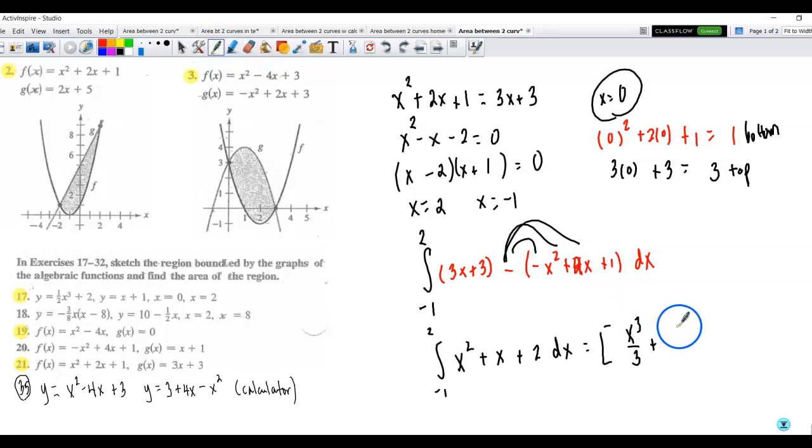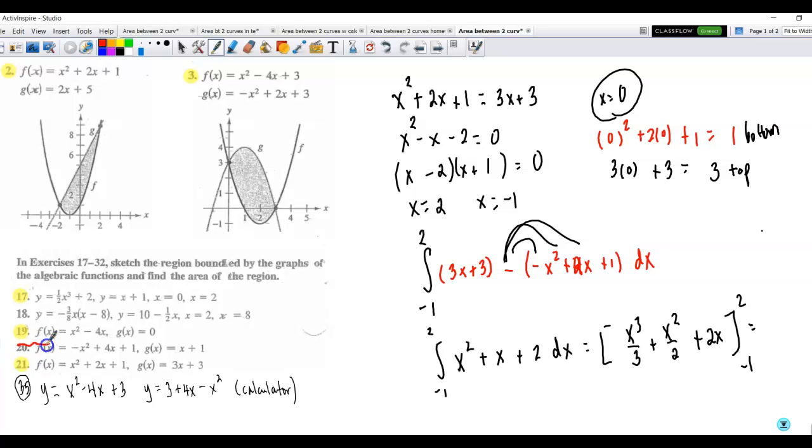Plus x squared over 2 plus 2x evaluated from negative 1 to 2. And when you do that evaluation, let me tell you what you will get so that you don't have to necessarily look it up in the solutions manual. By the way, I just caught another error.